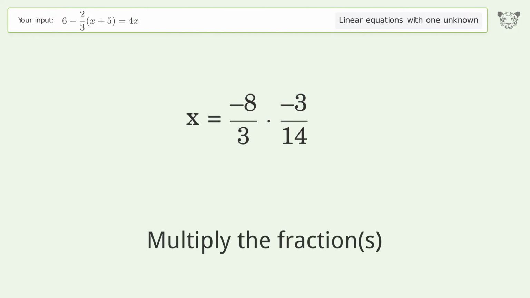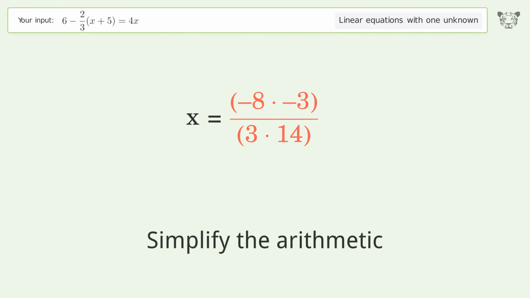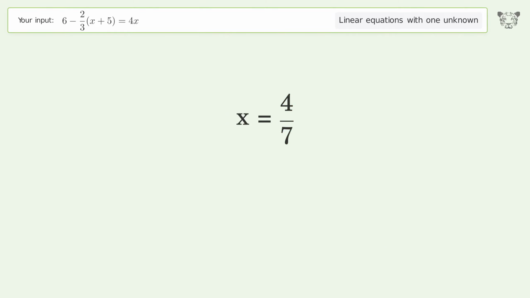Multiply the fractions. Simplify the arithmetic. And so the final result is x equals 4/7.